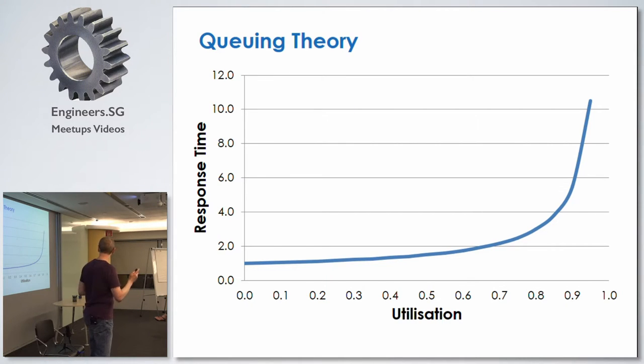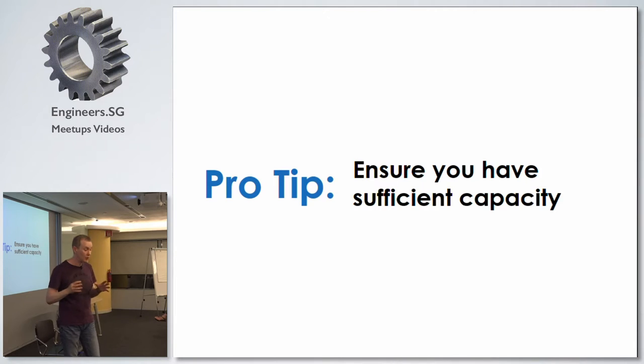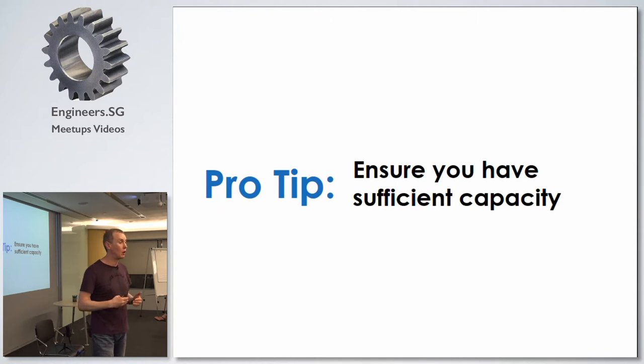So this stuff's really interesting. So the pro tip on this is make sure all of your systems have sufficient capacity. Otherwise, it won't be responsive. You can go and look into a lot of the math behind this. It's quite easy to follow, but it's really interesting and good stuff. This applies to any system. So we're talking about software systems.